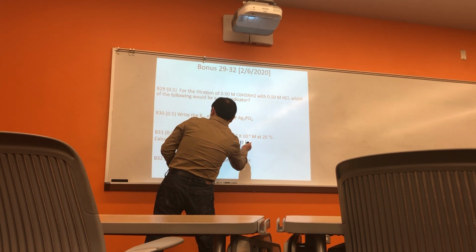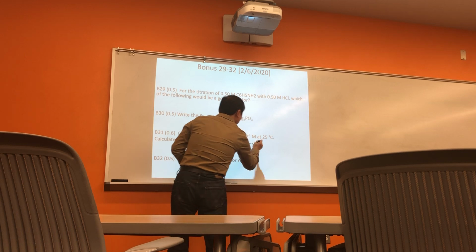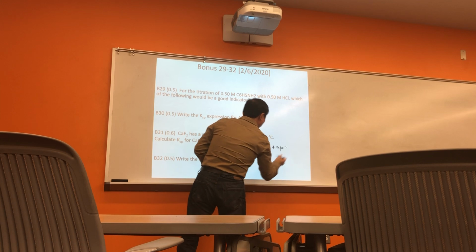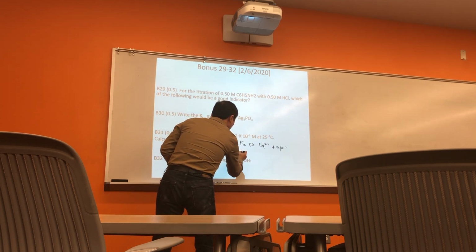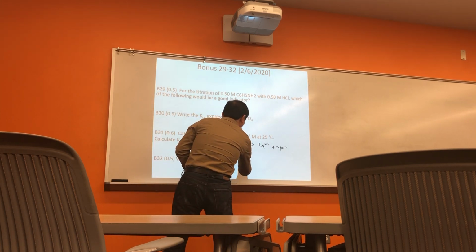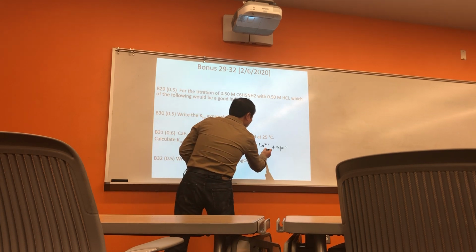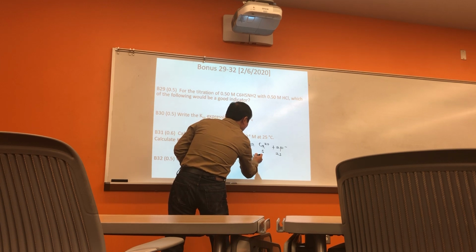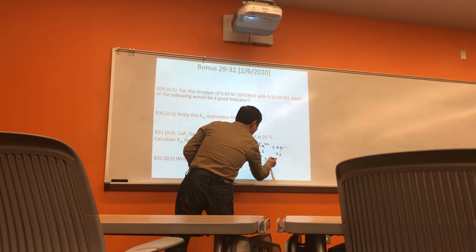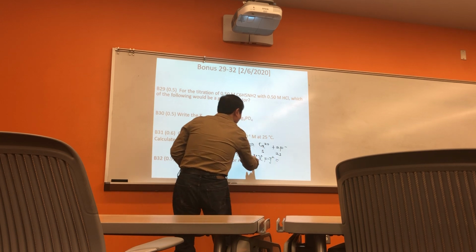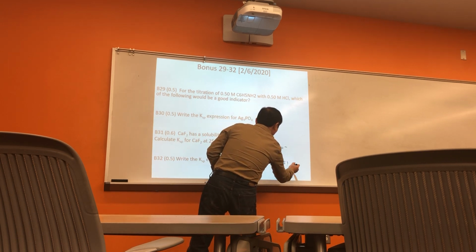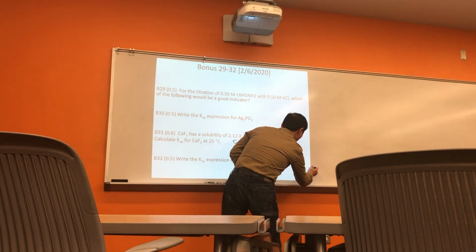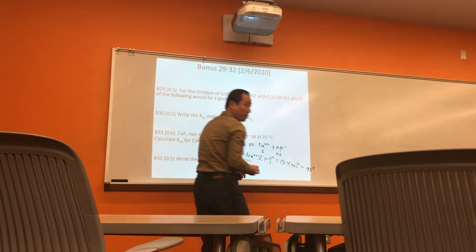So this will be like this. KSP will be, if S amount dissolves, this will be S, this will be 2S. So KSP is equal to Ca2+ times F minus squared. We plug in S and 2S squared. That will make it 4S cubed. Okay.